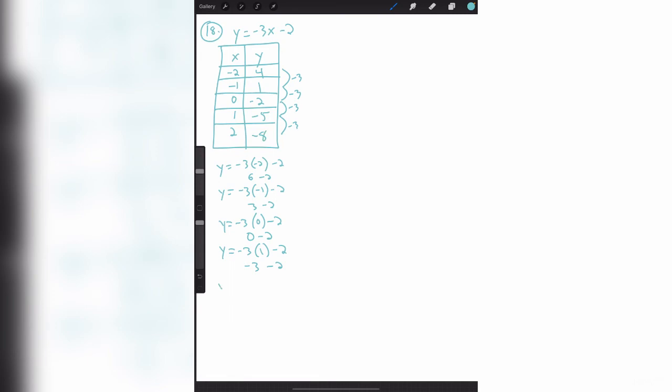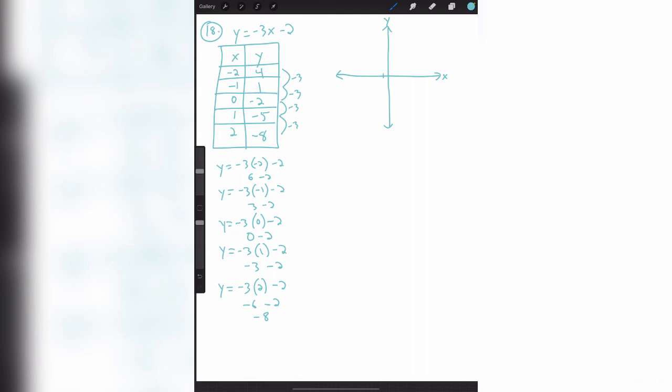Let's just check and make sure. -3 times 2 minus 2. -3 times 2 is -6. -6 minus 2 is -8. Sure enough. All right. So now that we have our 5 points, let's go ahead and draw our coordinate plane. I have my x-axis and my y-axis. Make sure to label them. And then I have to plot my points.